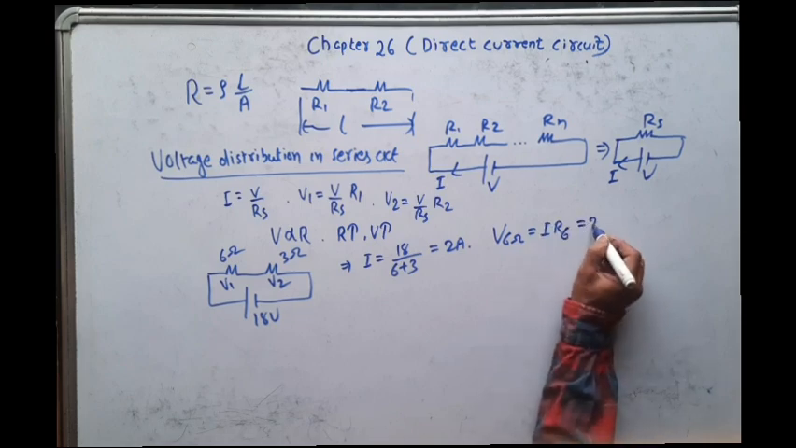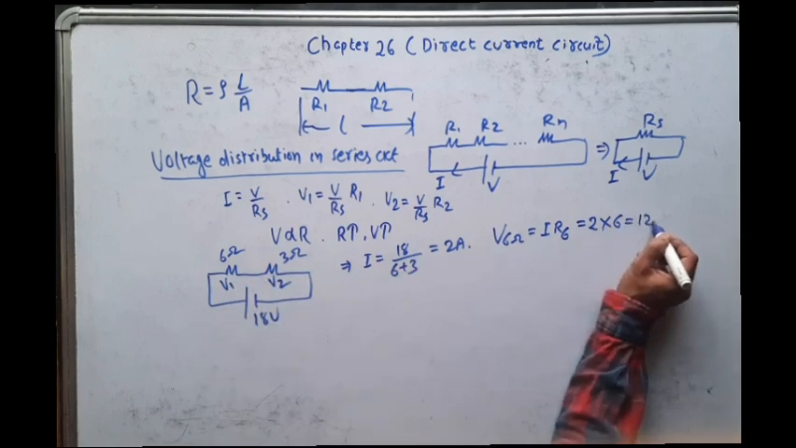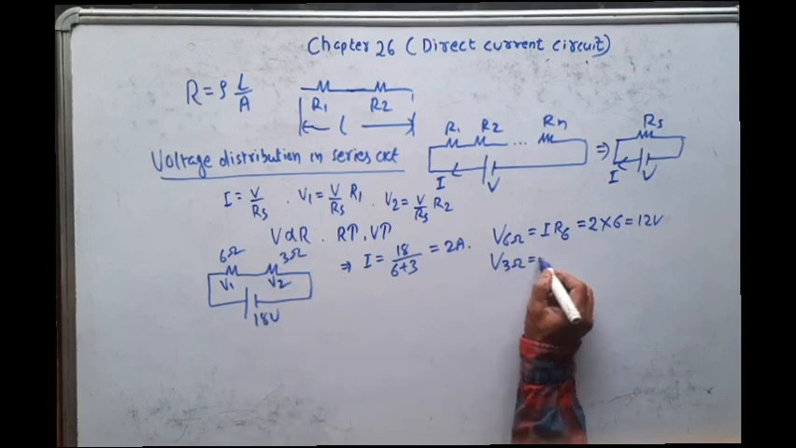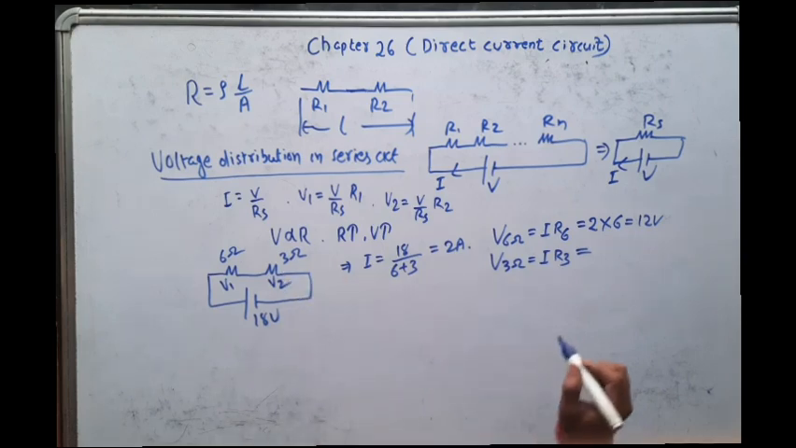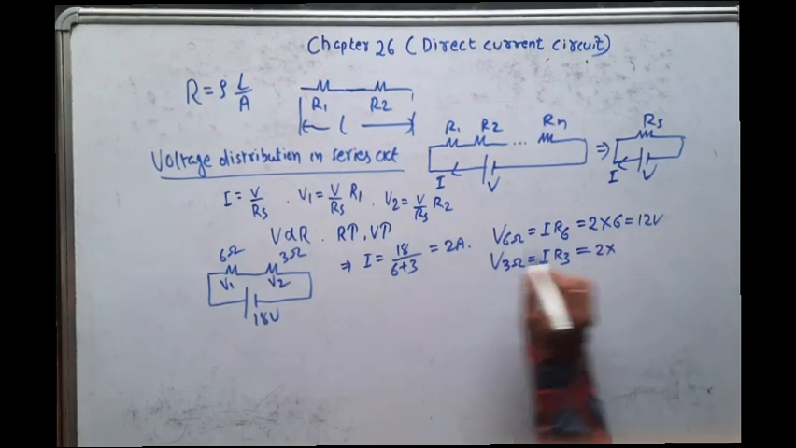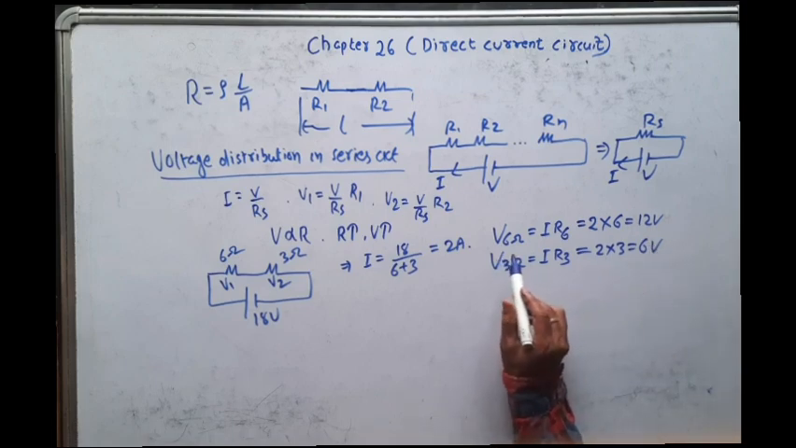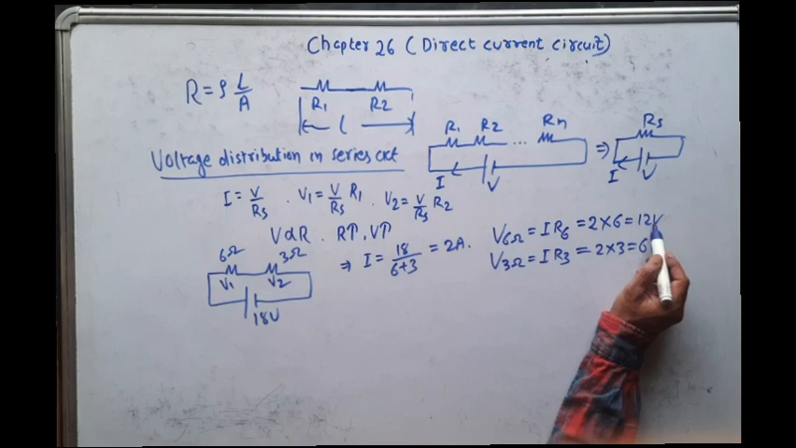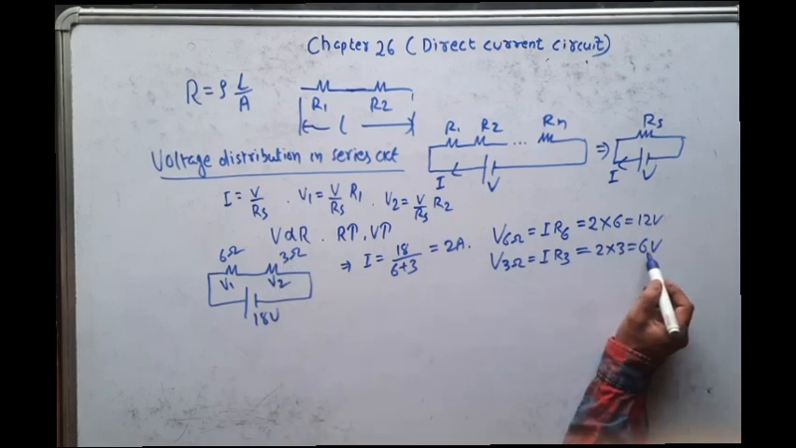That is equal to I is 2. Resistance of this 6 ohm is 6, that is 12 volt. Then what is the voltage across this 3 ohm resistor? It is nothing but I into resistance of the second resistor, that is I is equal to 2, resistance is equal to 3, that is 6 volt. Okay, now you see, across the 6 ohm resistor you are getting more voltage, 12 volt. Across the low resistance, that is 3 ohm, you are getting less voltage.